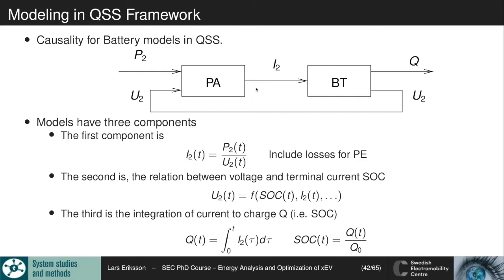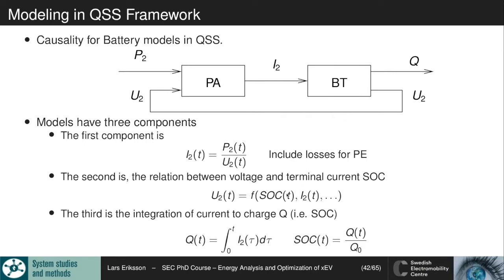We have the first part here, which is the power electronics, that does the conversion from input power to a current that will go either out of the battery or into the battery, depending on if we are consuming or if we're doing regenerative braking. Then inside here we have two models. One is the connection between the state of charge and the voltage. So depending on the state of charge, we have a terminal voltage of the battery, the voltage that we're seeing out of the battery.